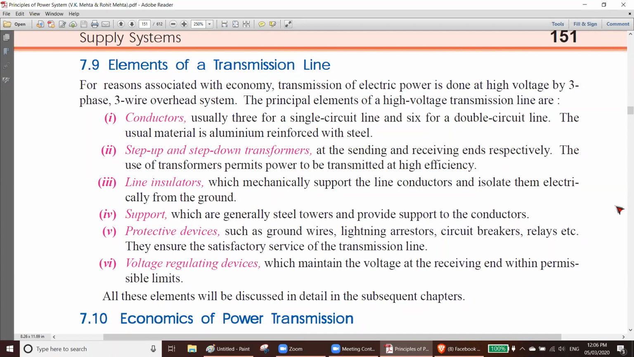What do you mean by lightning arrestors? Lightning arrestors are devices that help you to discharge the huge voltage produced during lightning, because our conductors are way above our head, situated, let's say, 50 meters above the ground, or 60 meters or 100 meters above the ground. That means it is closer to the sky.